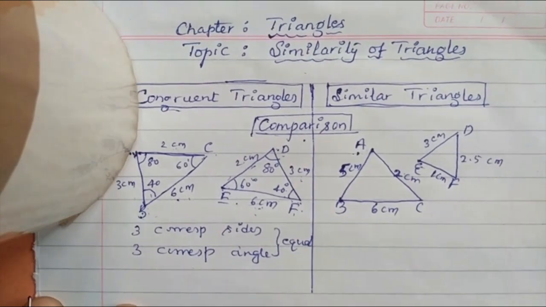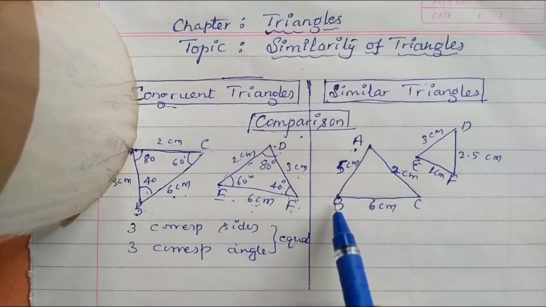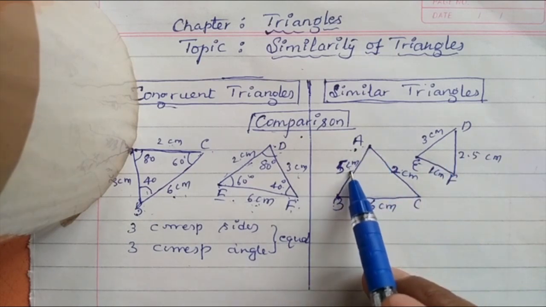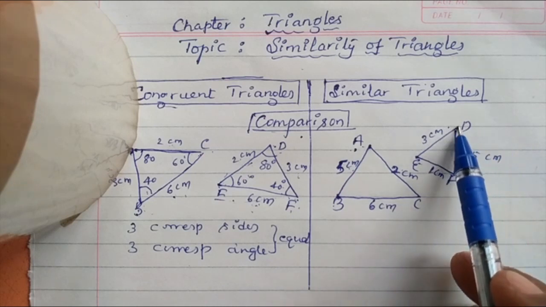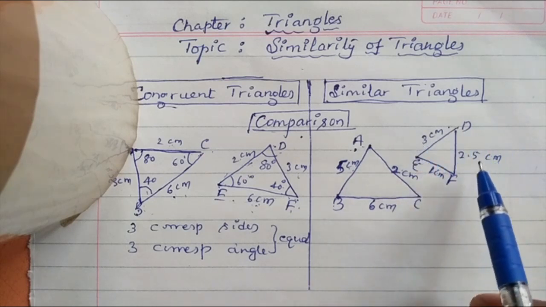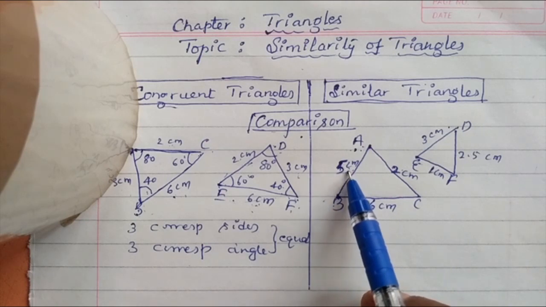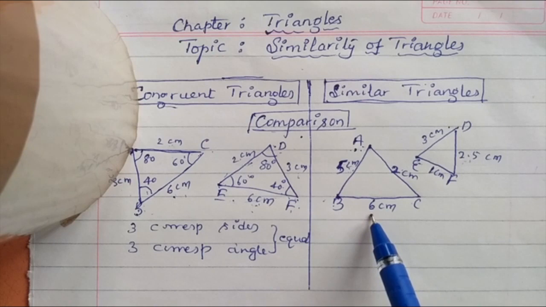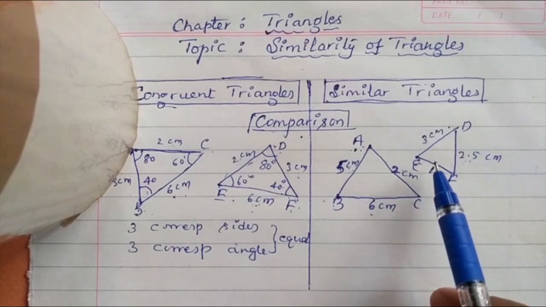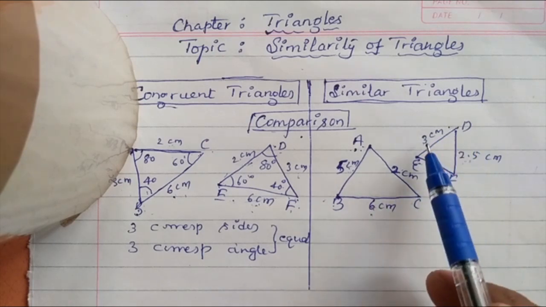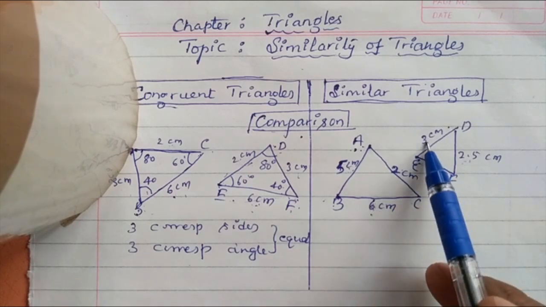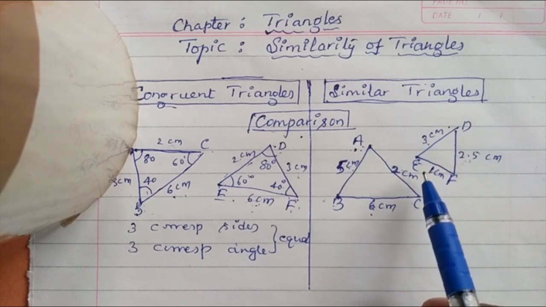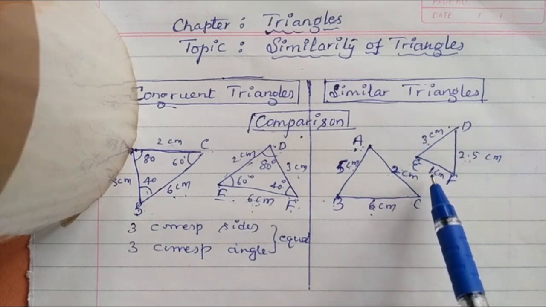So observe here carefully. In similar triangle, again I have taken two triangles ABC. In ABC, AB is 5. Here no side of the DEF triangle is 5, but its half is there, 2.5. BC is 6 from the first triangle, but no side of the DEF triangle is equal to 6, but its half is there, 6 half is 3. AC is equal to 2 centimeter, but here no side is equal to 2 centimeter, but 2 centimeter's half in length, that is 1 centimeter.